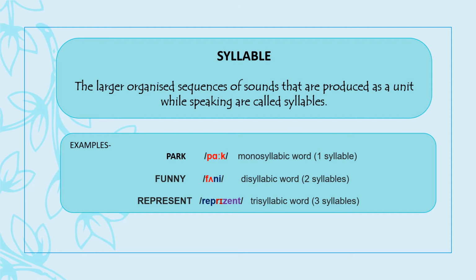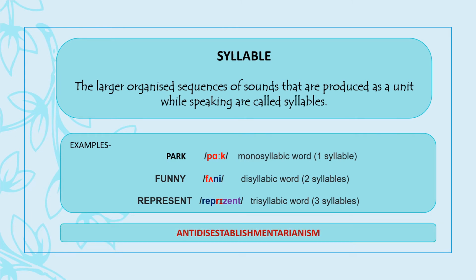So here I'll give you a word. In this word, anti-disestablishmentarianism, you have to count the number of syllables and comment down how many syllables are there in this word. And to check your answer, you can visit howmanysyllables.com.